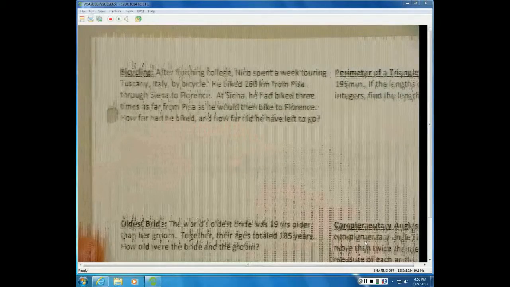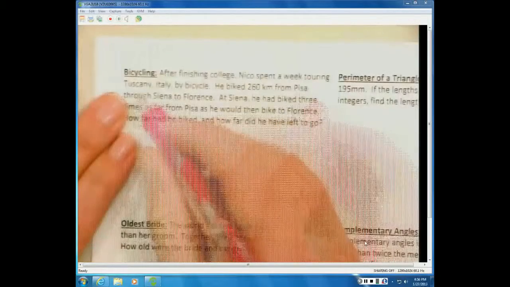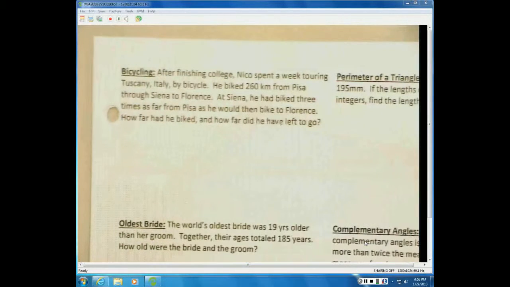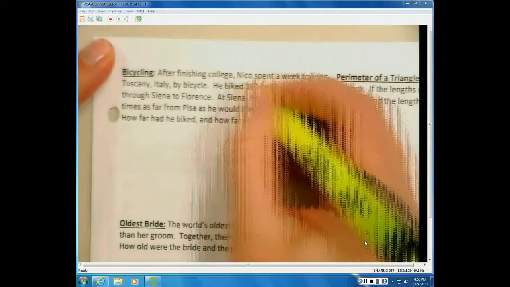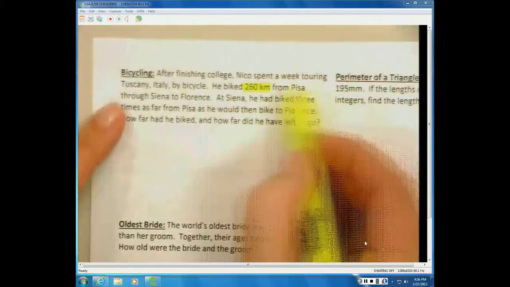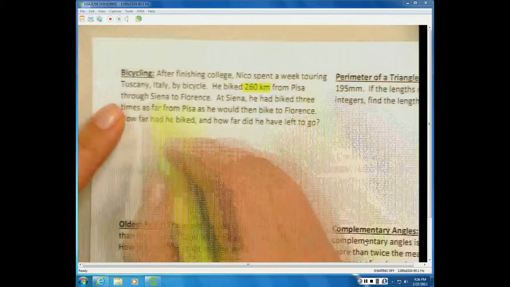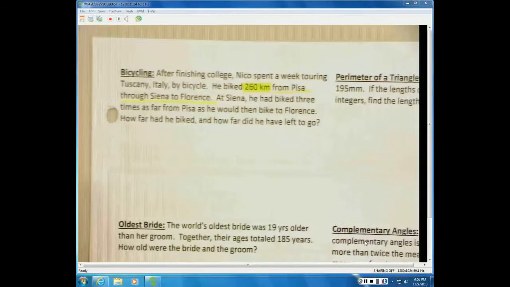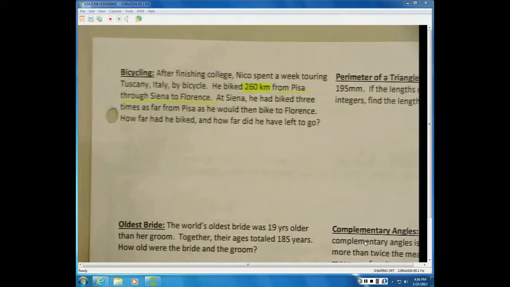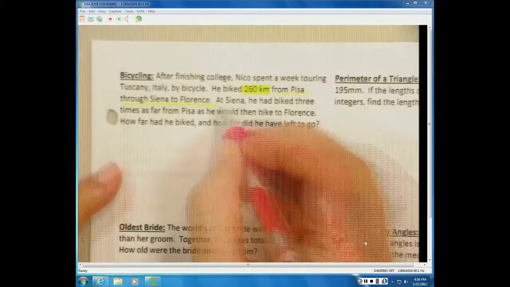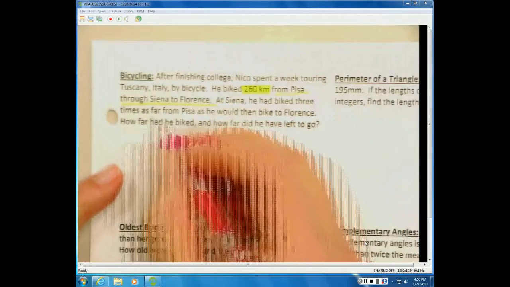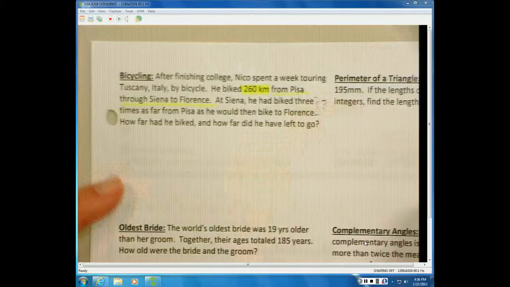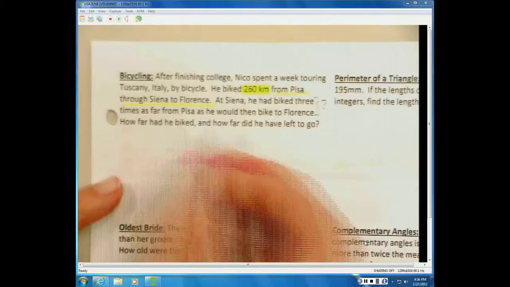After finishing college, Nico spent a week touring Tuscany, Italy by bicycle. He biked 260 kilometers. I'm just going to highlight some pertinent information. I know that the 260 is going to come into play somewhere. From Pisa through Siena to Florence. So, let's see, at Siena, he had biked 3 times as far from Pisa as he would then bike to Florence. This sentence right here is a little confusing, so I'm going to come back to that one. How far had he biked, and how far did he have left to go?